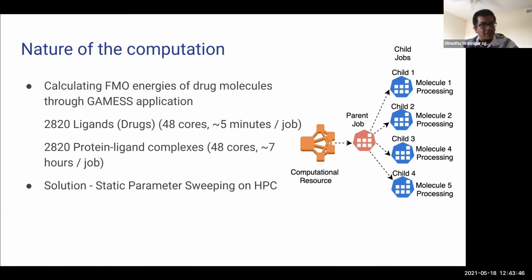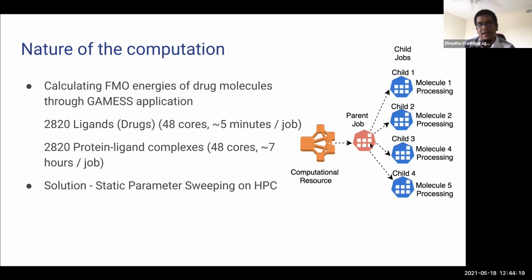The solution that we came up with is static parameter sweeping, because the configurations of the computations are most of the time the same, but the parameters or inputs are the only things that are going to be different. So we can replicate the same problem on different nodes or machines on the cluster and run them in parallel. The image on the right shows an abstract view of how we are going to scale the computation.